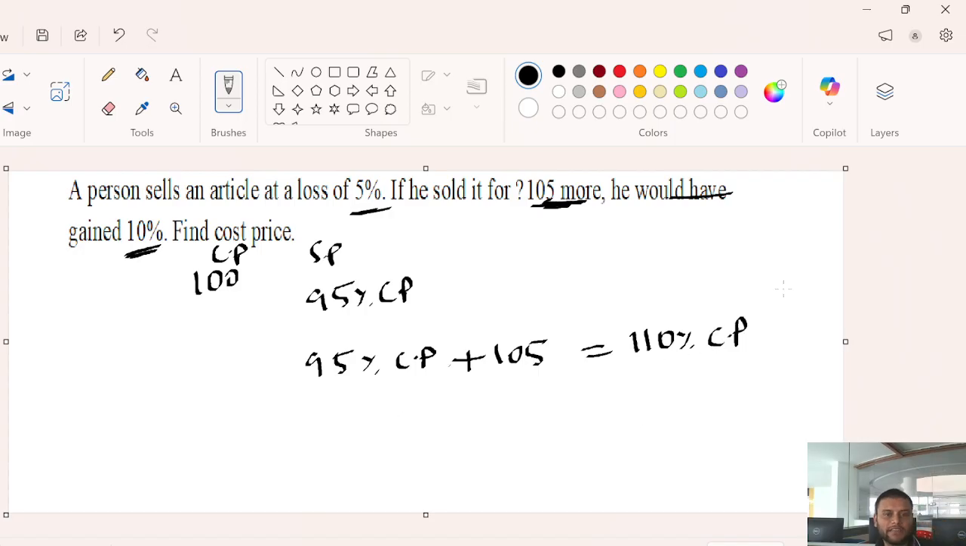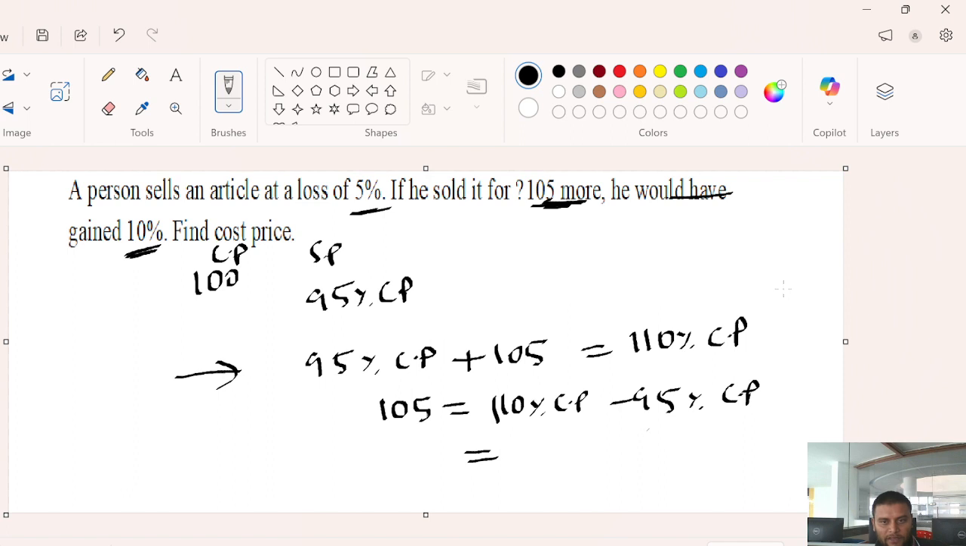Okay, friends, this is the expression he is giving us. Now we will solve it, guys. 105 rupees is equal to 110 percentage of CP minus 95 percentage of CP. So you can see 95, 15 percent of CP is remaining here. 15 percentage of CP is remaining. That is equal to 105, guys.